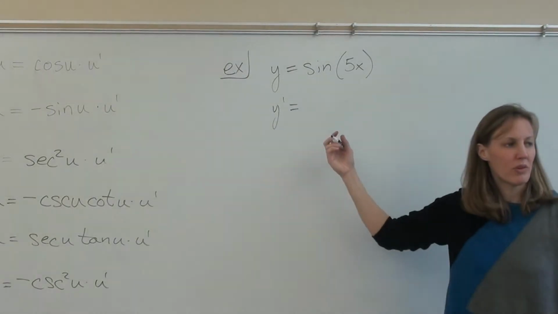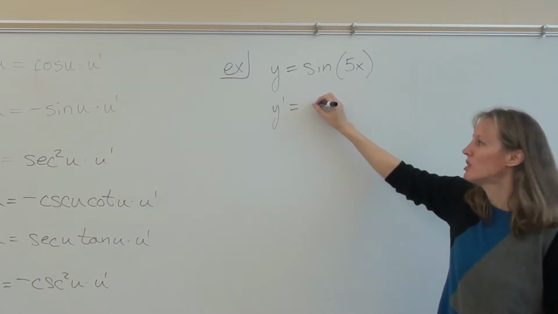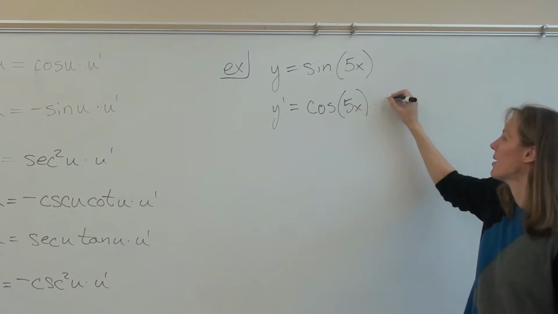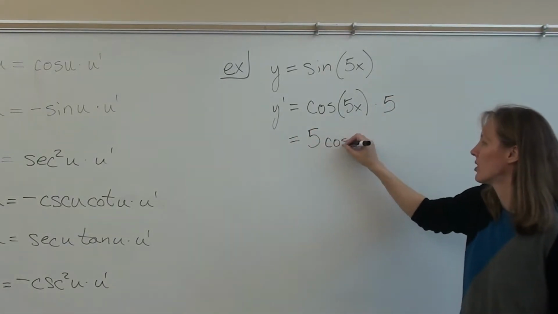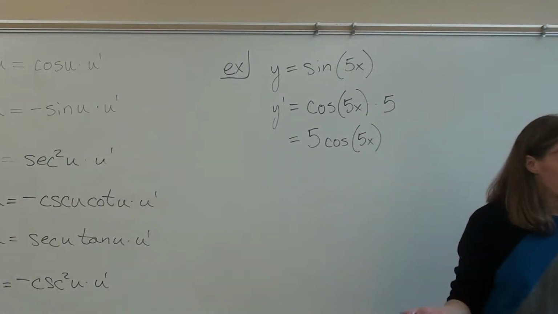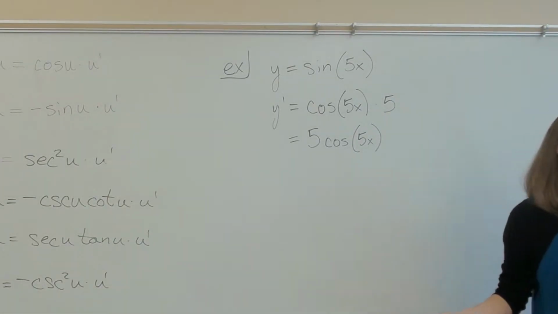Everybody okay? The derivative of sine 5x is cosine 5x times 5. Or, to write it a little bit nicer, 5 times cosine 5x. Does that make sense? Questions on that one? Pretty straightforward. Good.